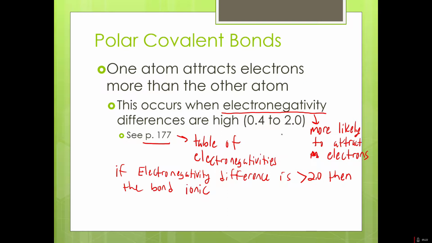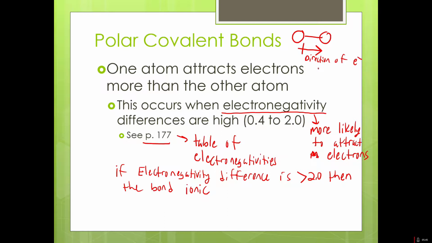And sometimes when we draw the polar covalent bond, we can show it. So if I have an atom like this and an atom like that, I can show the polar covalency of the bond by drawing a bond, or I guess an electronegativity arrow, and this shows the direction of electron movement.